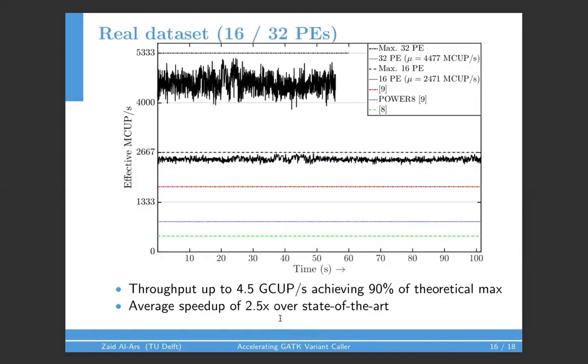When we run the same experiment on a real data set, we see that we are able to achieve up to 4.5 gigaops per second, which is very close to 90% of the theoretical maximum. And this is able to achieve up to 2.5x speedup over the state of the art.